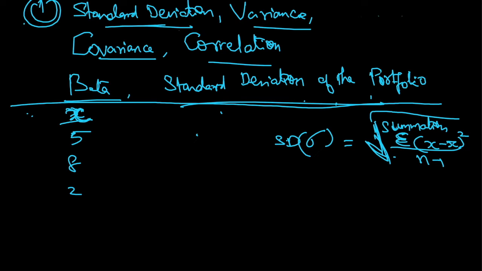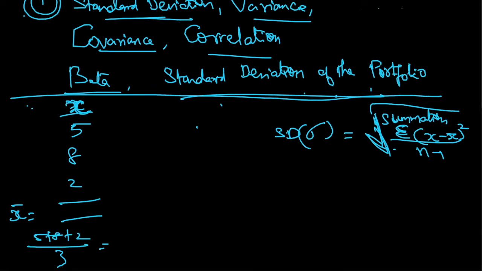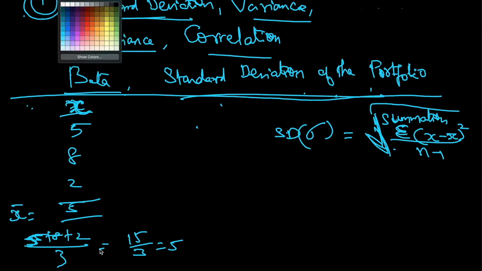Now the observations given to me are 5, 8, 2. What I need as per the formula is x minus x bar. x bar means mean. So x bar is equal to 5 plus 8 plus 2 divided by 3. I'm taking the arithmetic mean, the average. 5 plus 8 plus 2 comes to 15, divided by 3 comes to 5. So x bar is 5.